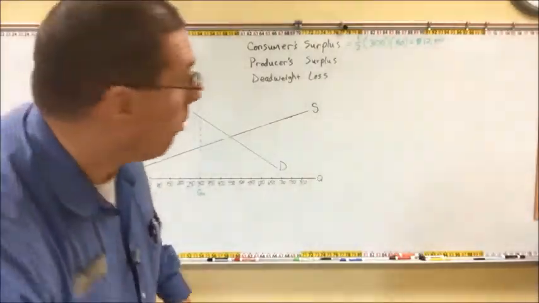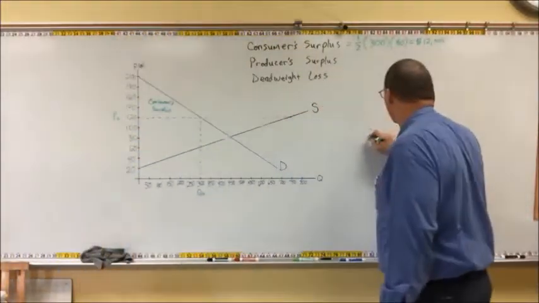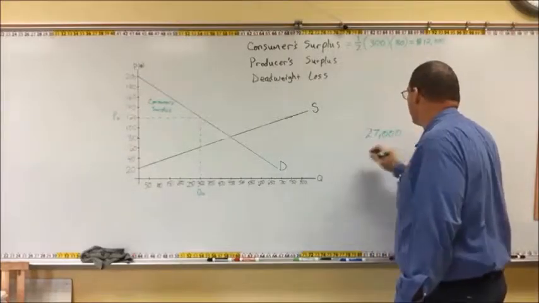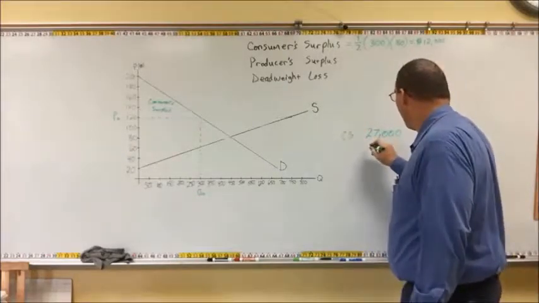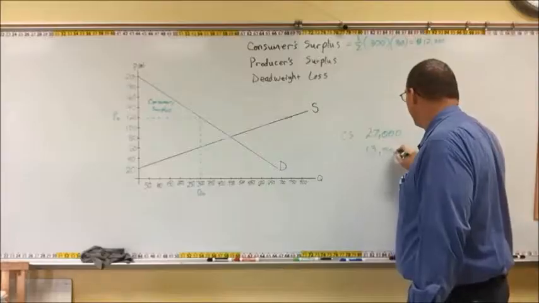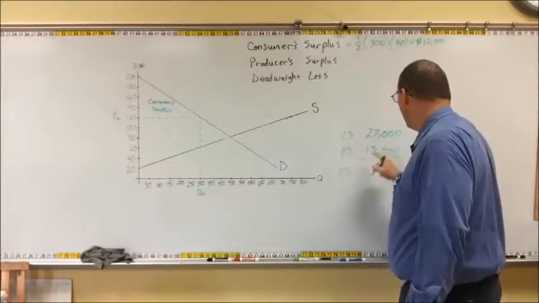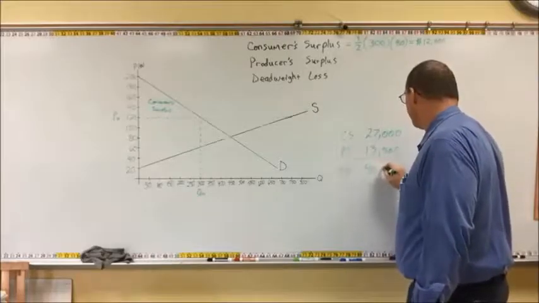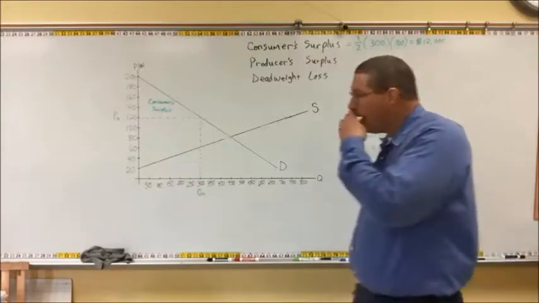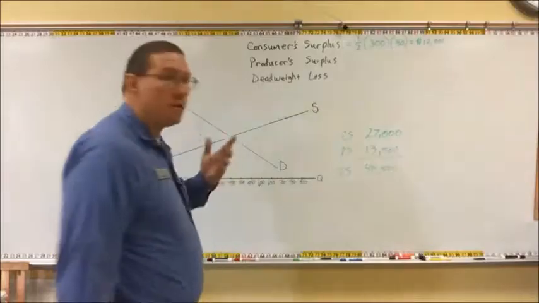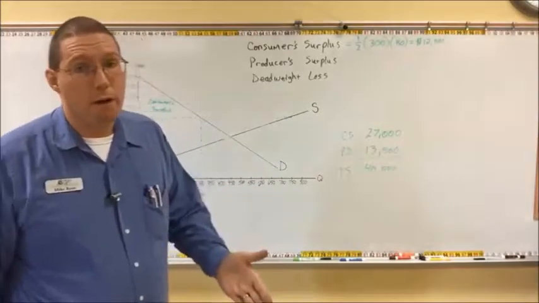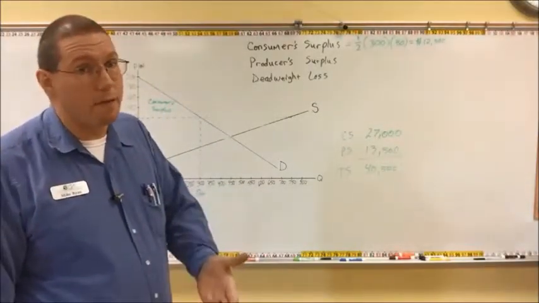Now, what we had before was 27,000 for consumer surplus and 13,500 for producer surplus, for a total surplus of 40,500. And what you might think, and this would be an error, in fact, if businesses think this, they are messed up in the head.